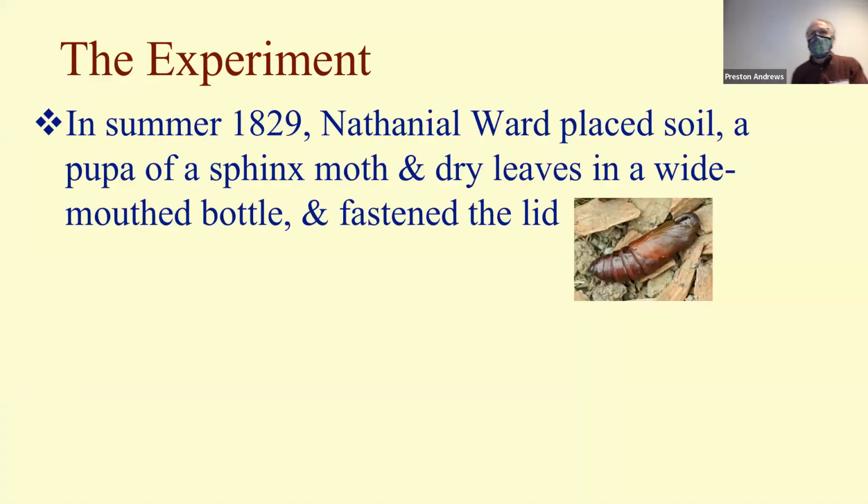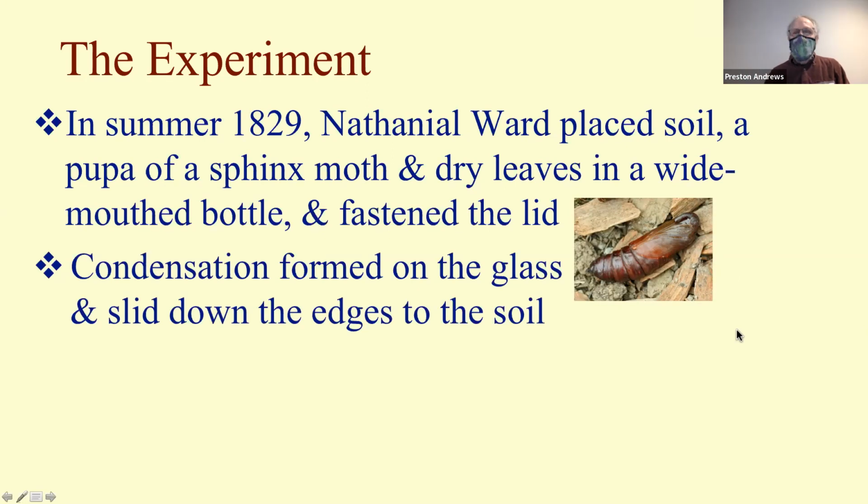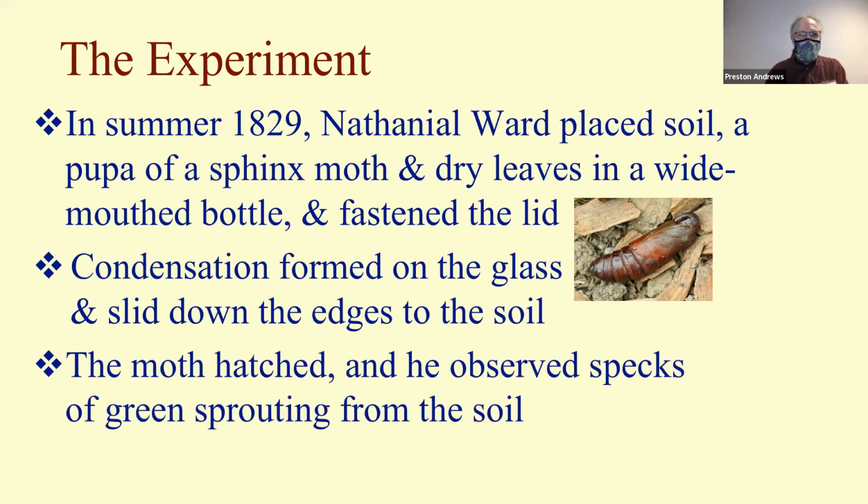The experiment: Nathaniel Ward, his name will be very familiar when we're done. In the summer of 1829, he placed some soil, a pupa of a sphinx moth, and some dry leaves in a wide mouth bottle, and he fastened the lid. Here's a pupa of a sphinx moth there. Condensation formed on the glass and slid down the edges of the soil. Okay, you know about terrariums now. The moth hatched, and he observed some specks of green sprouting from the soil.